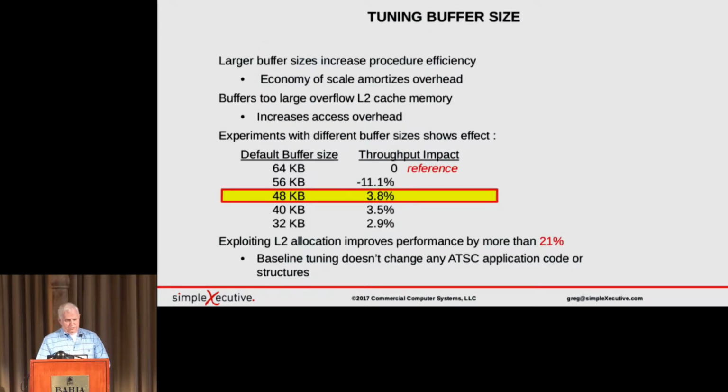If we look at the next one, we went back and experimentally looked at the various buffer sizes. Bigger buffers give you the economy of scale, in other words, they amortize the overhead. If the buffers are too long, you get this overflow from the L2 cache into L3, et cetera, and that's going to cost you a lot more overhead.